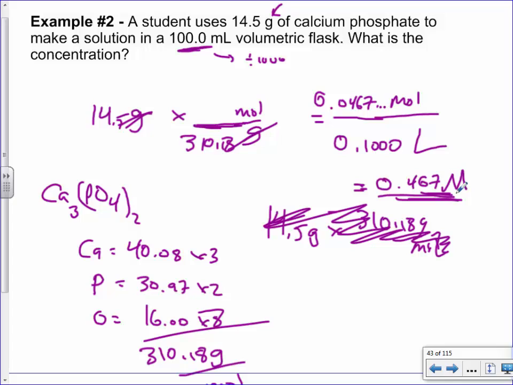Did you guys remember from my video what capital M stands for? Yeah, it's just a shorter way of writing moles per liter. You could have written this as 0.467 mol over L, but a faster way of doing it is just capital M. Is this a concentrated solution?